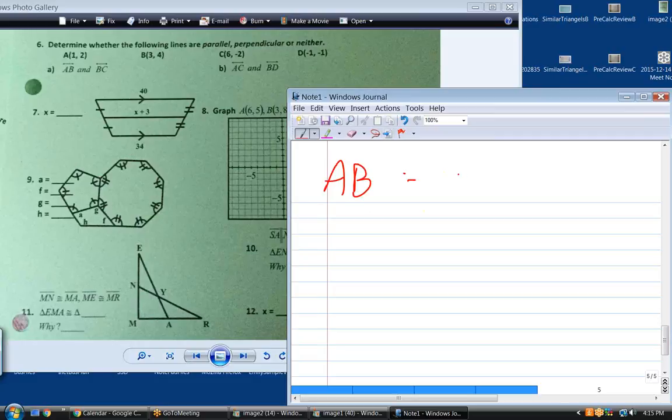AB would be 2. Is it just 2? 2 over 2. What's 2 over 2 equal? 1. BC.